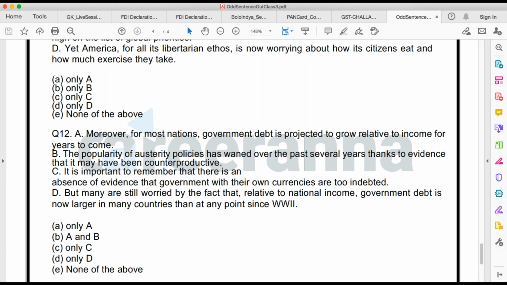Are my sentences A, C, and D talking about the currency and it going down, while B is not talking about my currencies? Can I say that my odd sentence out has to be sentence number B? Sandeep, what's the doubt you have? B is talking about policies in general, while all my other sentences are specifically focused on currency and the debt.